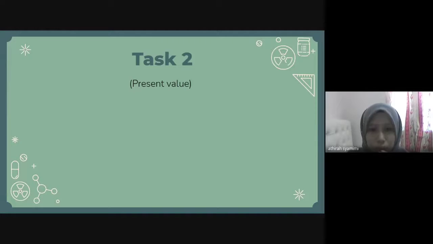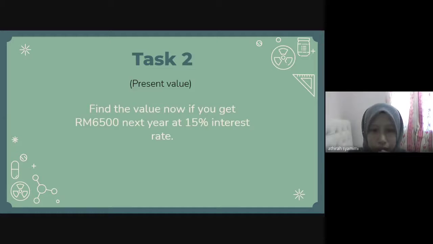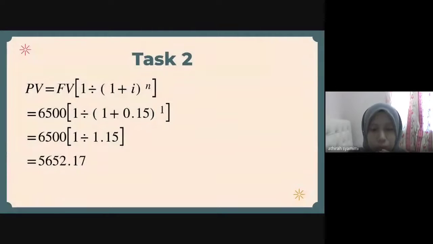Next, we will go to task 2 about present value 2. Find the value now if you get 6,500 next year at 15% interest rate. So we will also use the present value equation as stated, and we will get 5,652 ringgit and 17 sen.